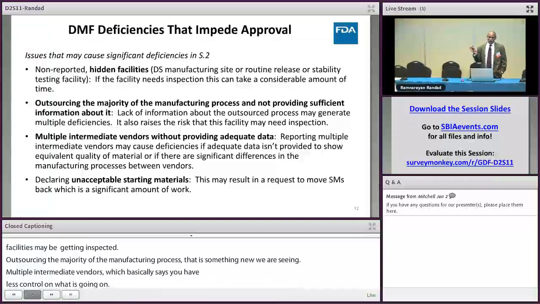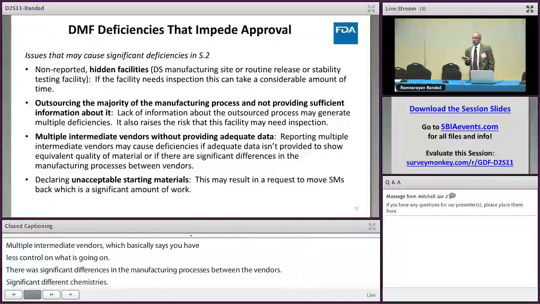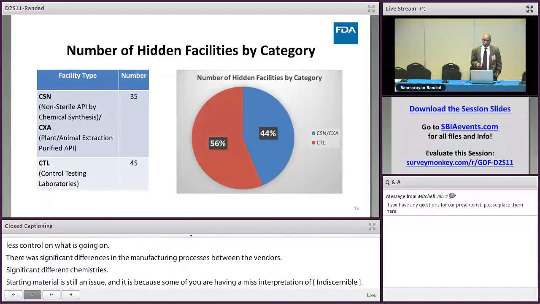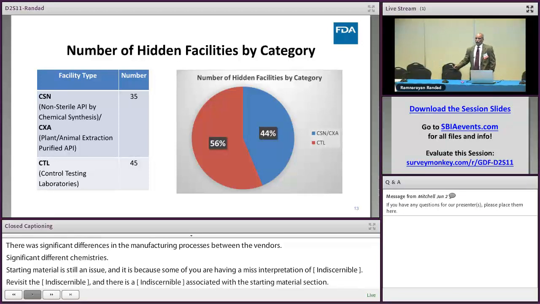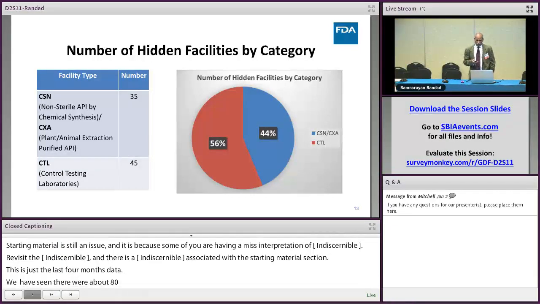Starting material is still an issue, and it is because some of you have a misinterpretation of Q11. So revisit the Q11, and there is a Q&A associated with the Q11 starting material section. This is just the last 4 months of data, and we have seen there were about 80 facilities which we had to ask the firms to include in the 356H as a hidden facility. This is only the last 4 months of data.